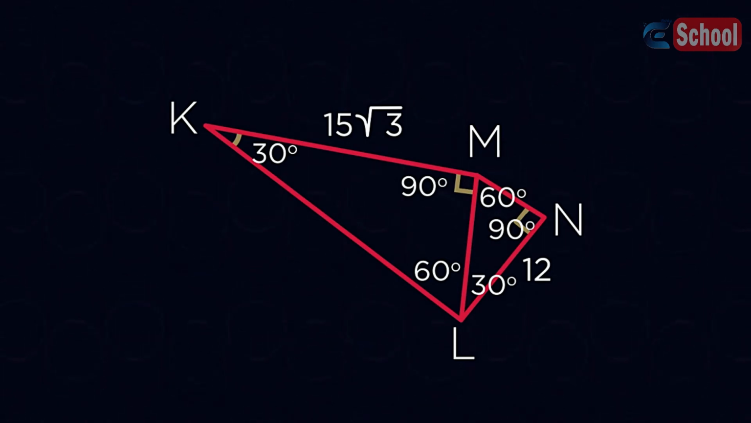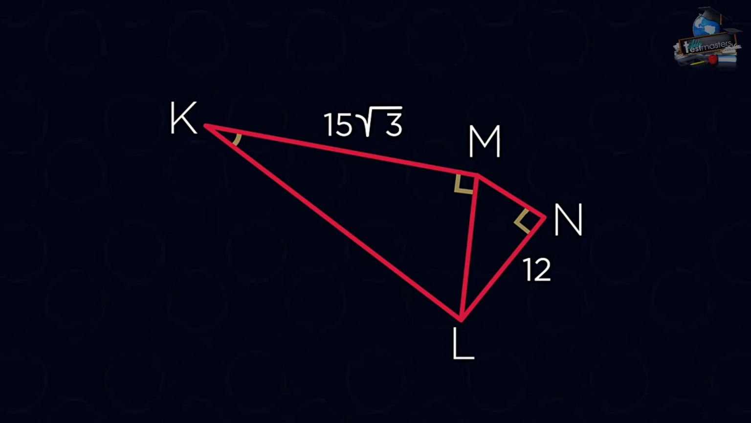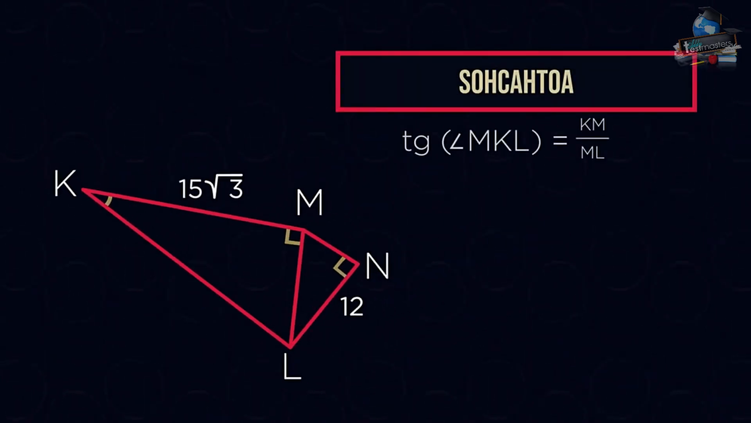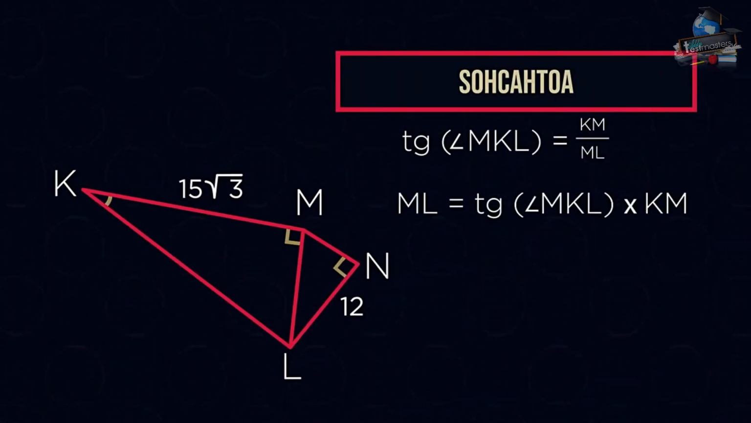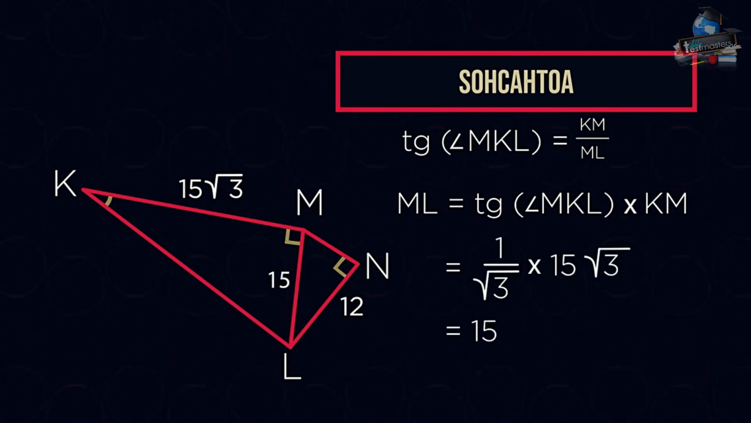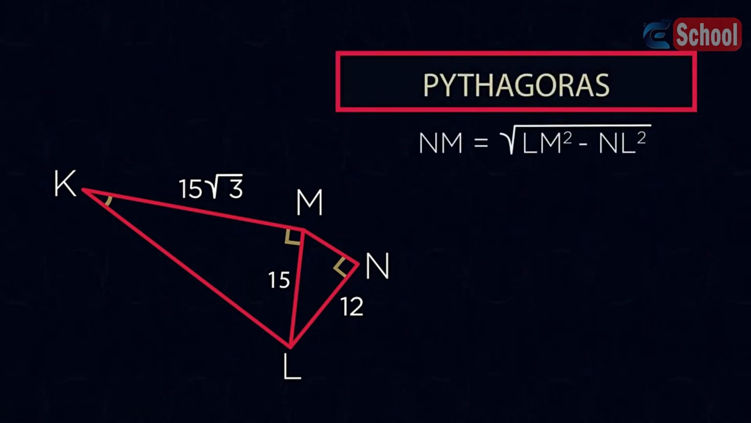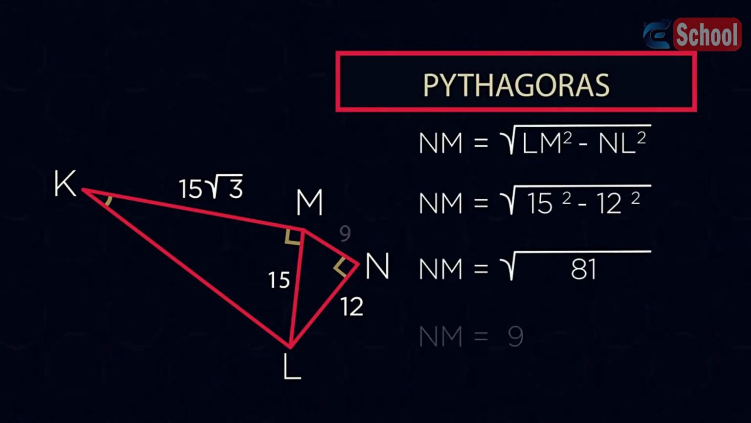How did you do? So KM equals 15 by the square root of 3, so NL equals 12. To find MN, we first need to find ML. It can be calculated from the triangle KML. Using Sohcahtoa rules, we know that ML equals KM times the tangent of the angle MKL, which is equal to 15. Now, since we know two sides of our NLM triangle, we can use Pythagoras Theorem to find the length of MN, which is 9.